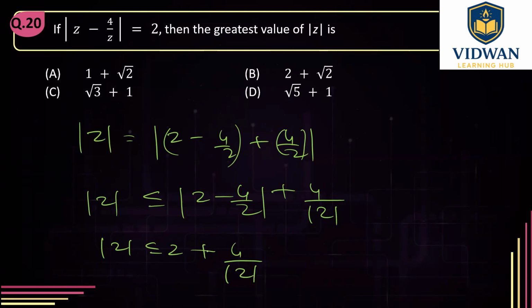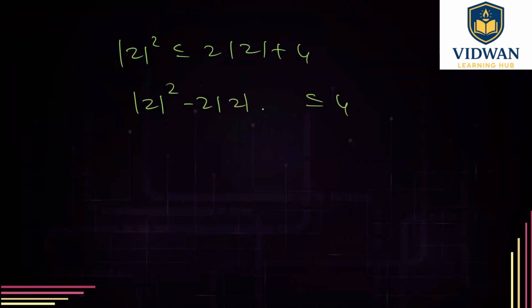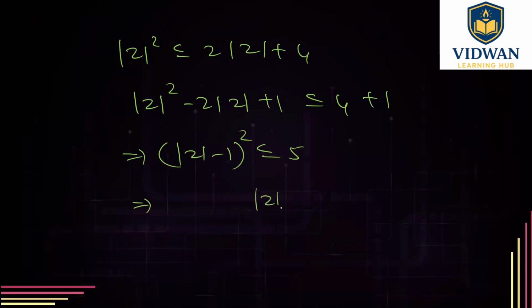So we need to solve this and find the greatest value. So we can write this as mod Z whole square less than or equal to 2 mod Z plus 4, multiplying throughout with mod Z. That is the same as mod Z square minus 2 mod Z less than or equal to 4. To simplify, just add 1 so that you can make this a perfect square. So mod Z minus 1 whole square is less than or equal to 5. So you can just say mod Z minus 1 lies between minus root 5 and plus root 5. And since you want the greatest value, we'll just choose this and say mod Z is less than or equal to root 5 plus 1.